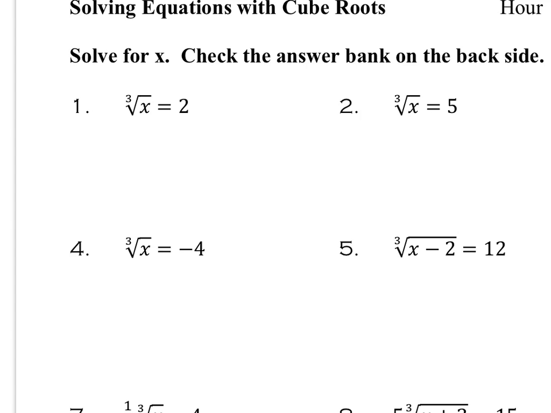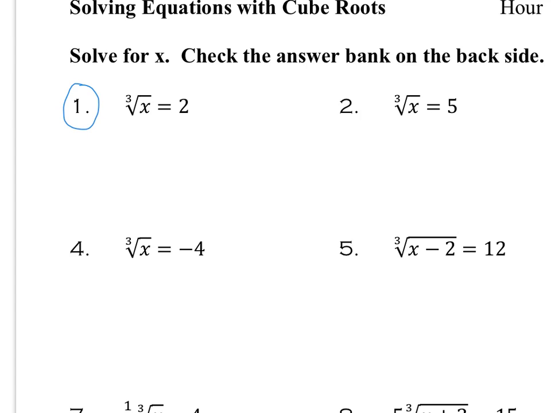We want to get all the radicals on one side of the equal sign and everything else on the other side. But once we get the radical on one side of the equal sign, because it's a cubed root, we want to cube both sides rather than square both sides. So let's take a look at number 1.